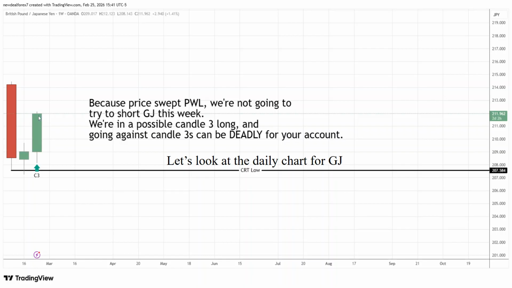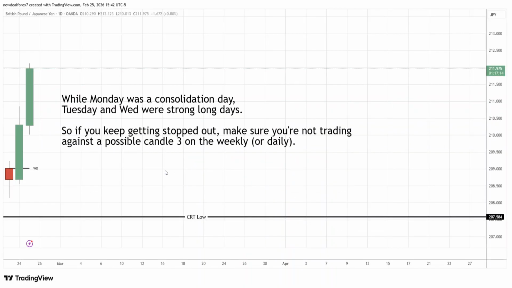Okay, we're not trying to counter trend. Even if it works out, I don't care. The bias, I'll only trade in line with my bias. Okay. So this right here will save you a lot of heartache. Let's look at the daily chart for GJ. Okay, anybody who tried to go short this week got destroyed.